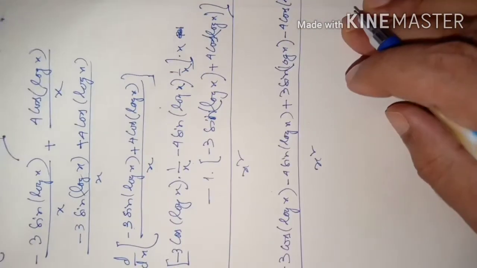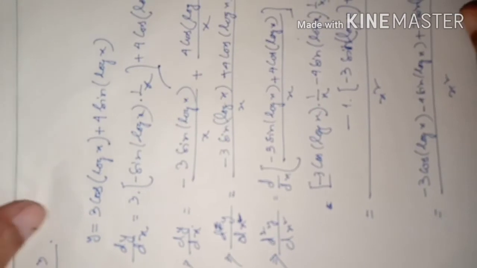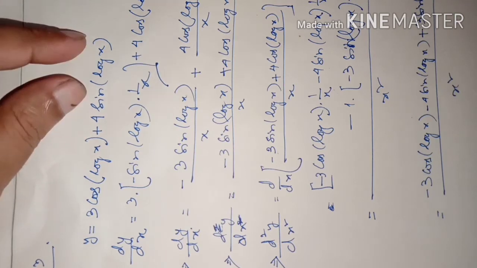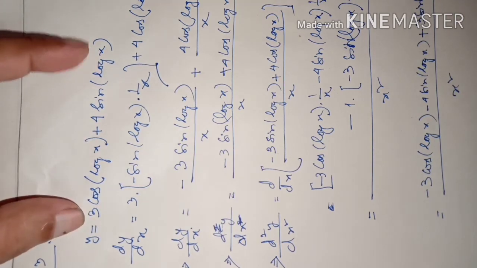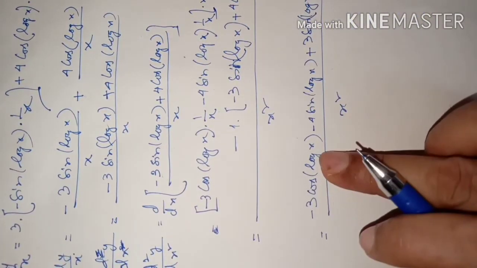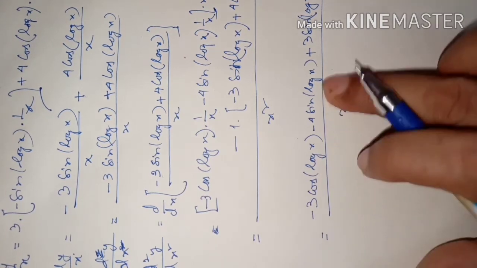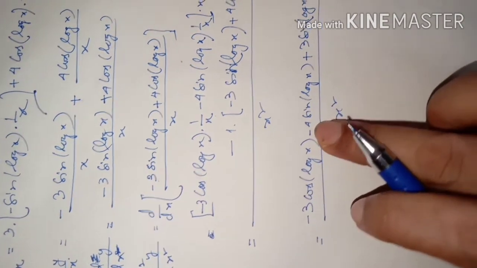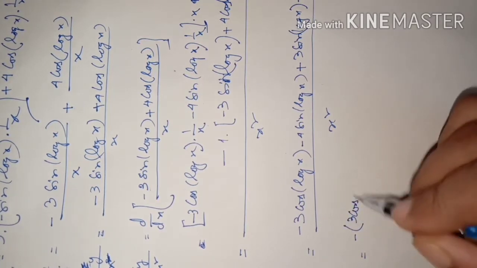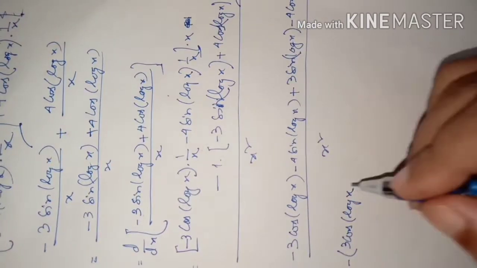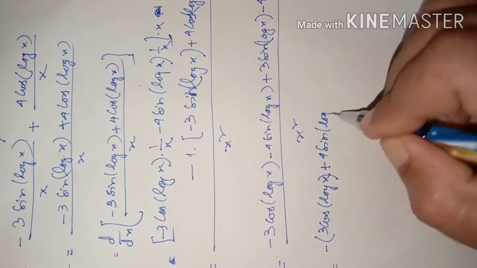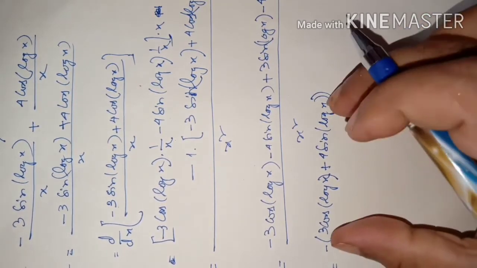Just look at this expression here, the beginning expression, y equal to 3 cos log x plus 4 sin log x. That means this whole thing represents y. The same thing we are getting here, minus 3 log x, cos log x and 4 sin log x, this whole thing. If we take the minus as a common factor, minus 1, then it will be just like this: minus bracket 3 cos log x plus 4 sin log x. So this will be y now.